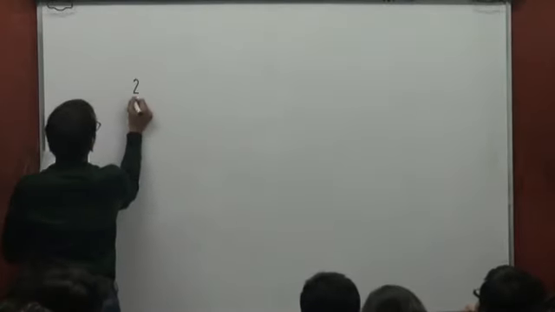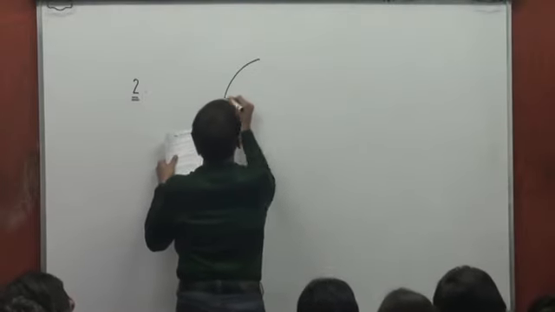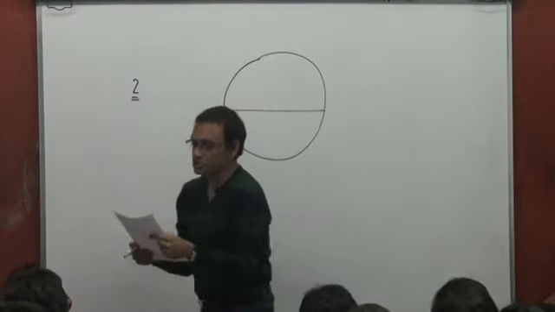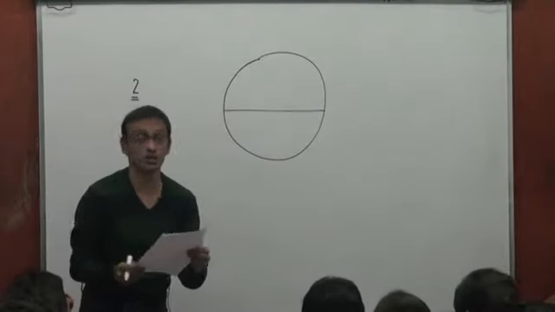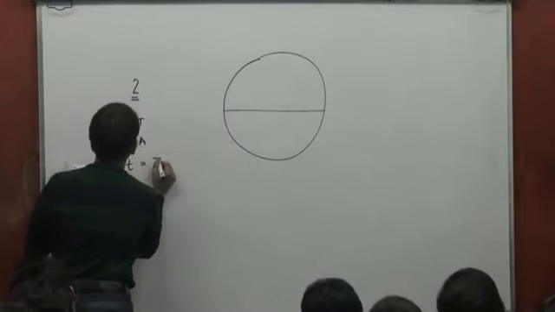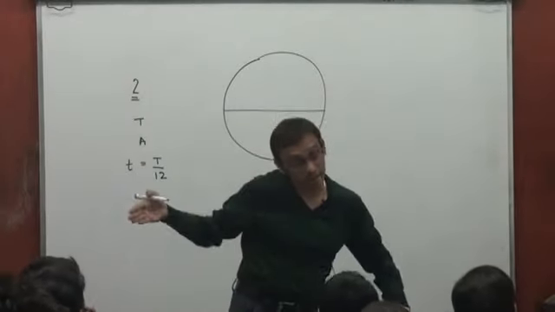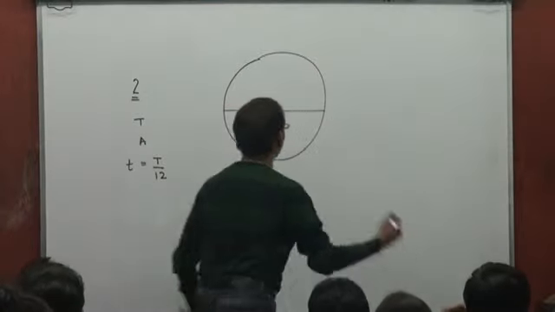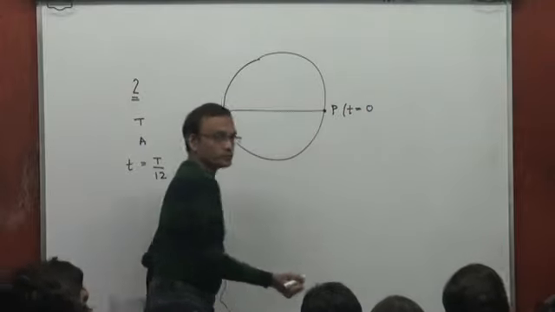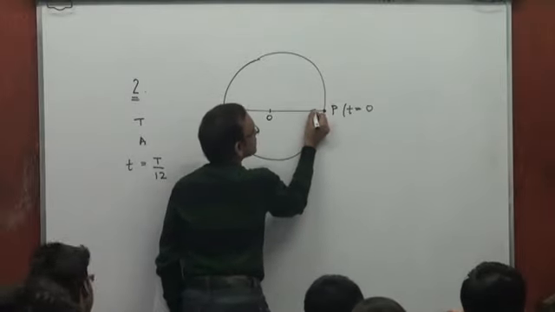Problem 2. Find the distance traveled by a particle executing SHM of time period T, amplitude A, in a time t equal to T by 12, starting from rest. That means it must be at its extreme position, at the amplitude position at time t equal to 0. So the particle that we are seeking is here at time t equal to 0, right? And obviously the only way to go is leftwards.